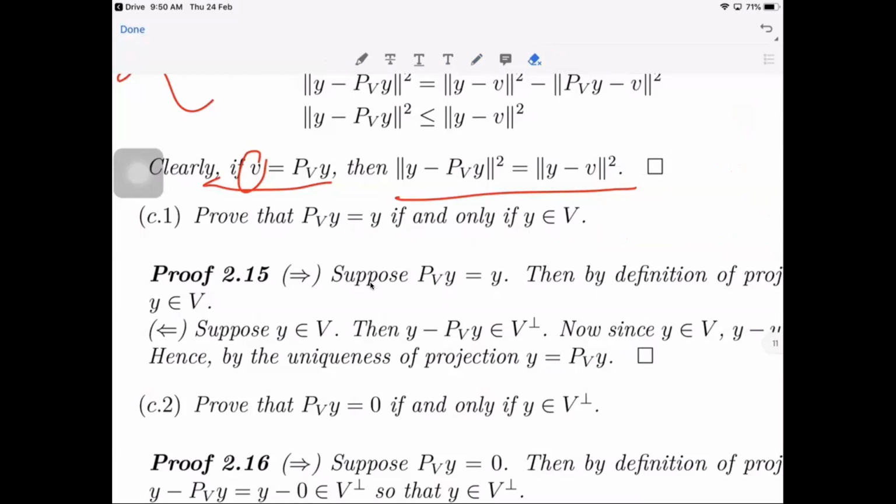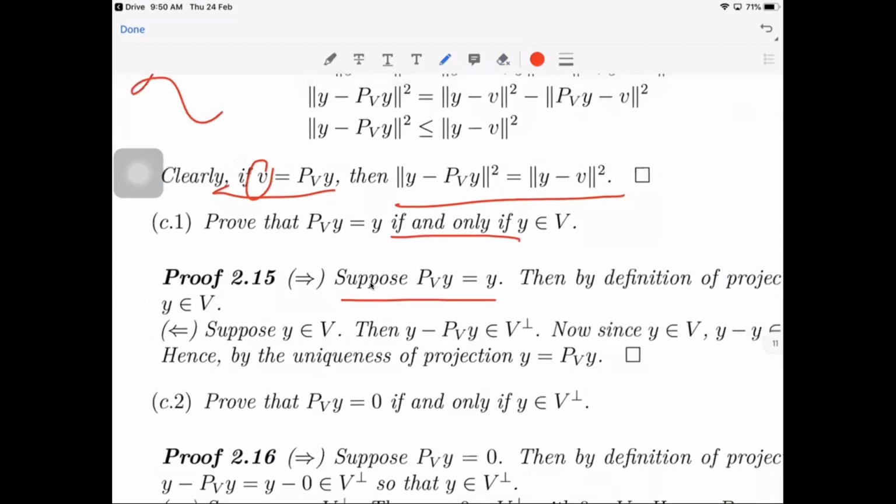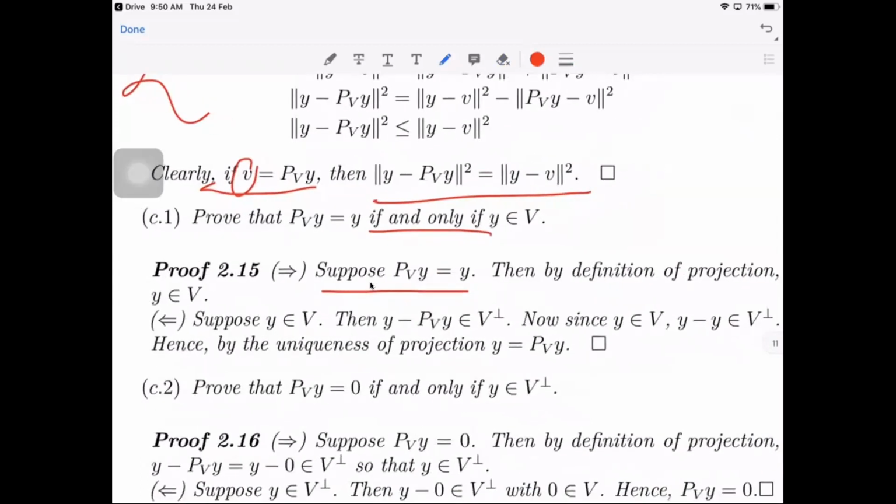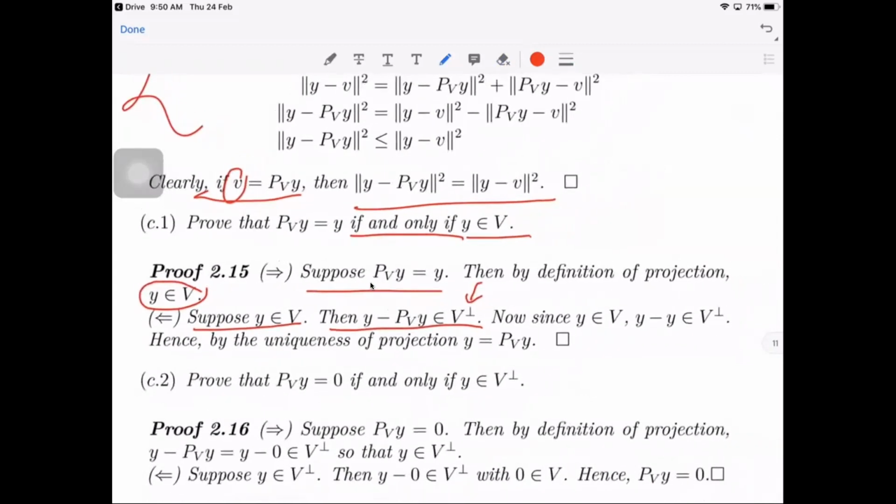So how do you prove that? If and only if man eh. So you suppose that the projection of Y unto V is just Y. By definition of projection, obviously Y is in V. Okay? Next, suppose Y is in V, then Y minus the projection of Y unto V is in V perp. Okay, since Y is in V, and any linear combination of your Y is in B perp.